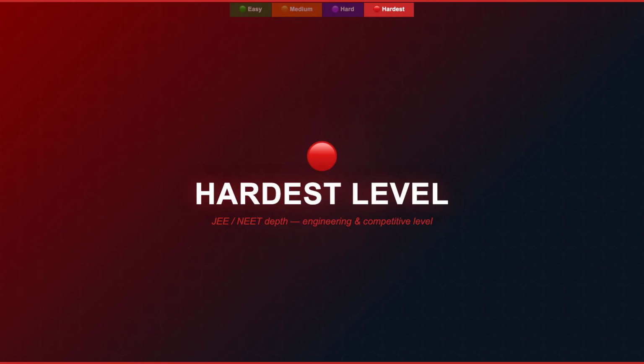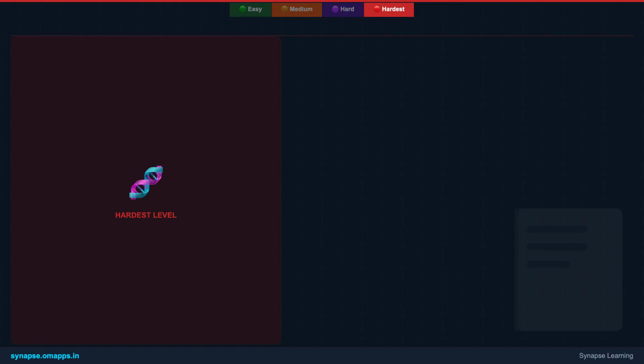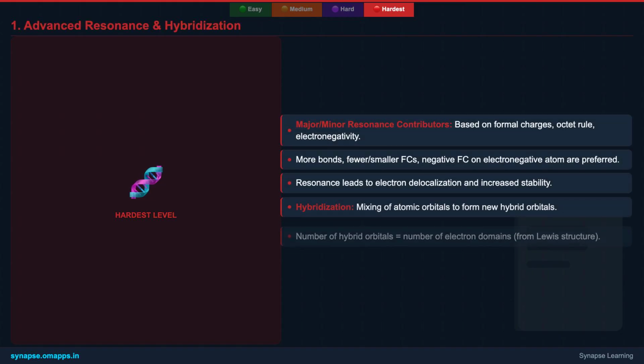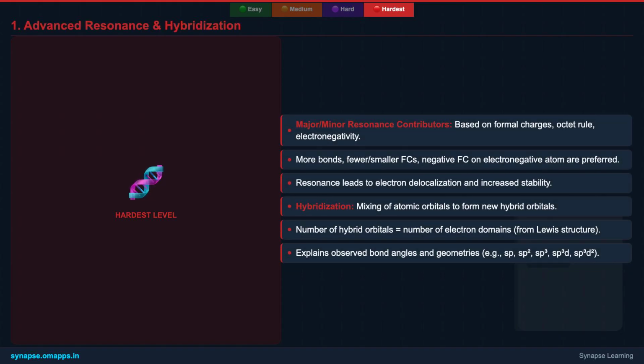Welcome to the ultimate challenge. In this hardest level, we'll delve into the most advanced aspects of Lewis structures, connecting them to competitive exam depth and real-world insights. We start with advanced resonance. Remember how some resonance structures are better than others? We'll refine that, learning to identify major contributors based on formal charges, electronegativity, and the number of bonds. This understanding is key to predicting a molecule's true electron distribution and stability.